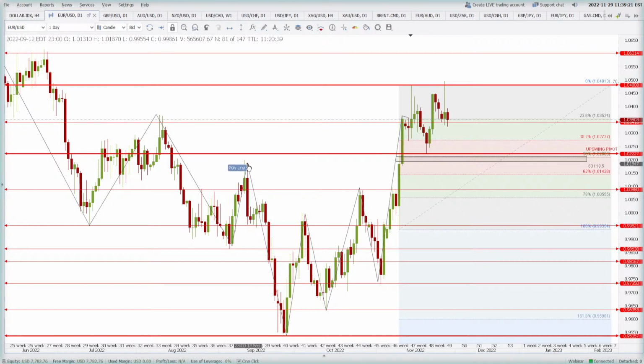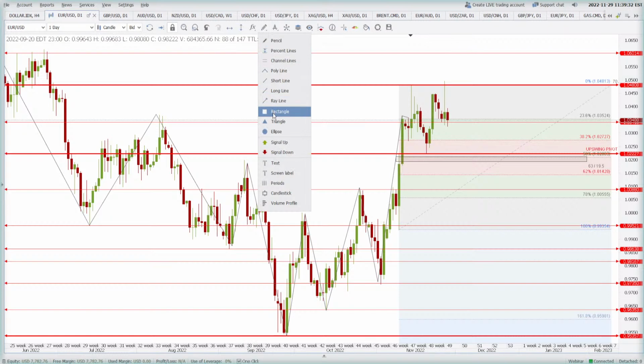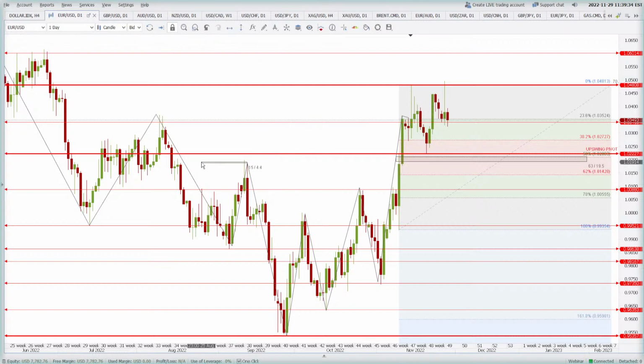Now this was your downswing pivot. When this was broken, the price came back. Although it has not come back to this low here to test this as a fresh support.